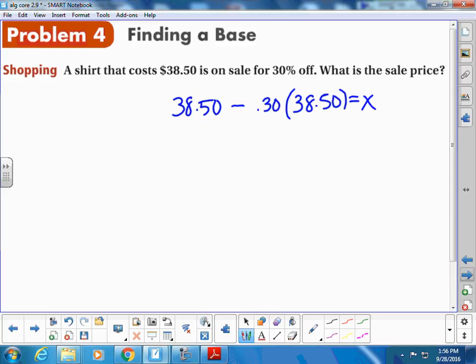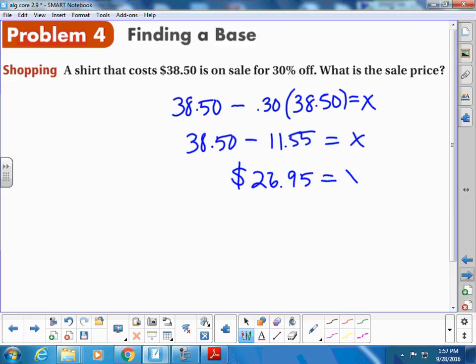So 0.3 times 38.50. This is 38.50 over here, we just leave. Minus 0.3 times 38.50, which is 11.55, equals x. So 38.50 minus 11.55 is $26.95.